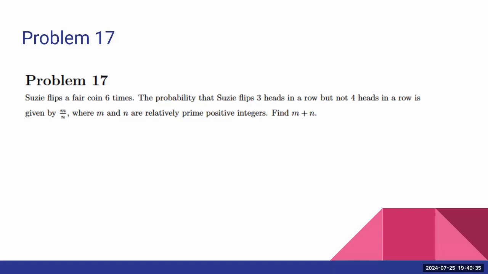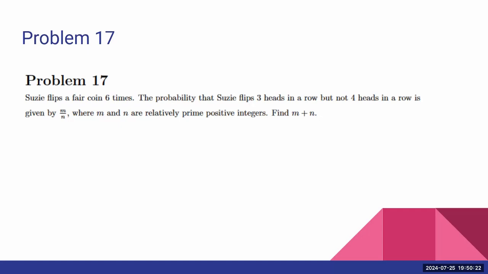So you're saying you want to find the number of ways to get 3 in a row and then the number of ways to get 4 in a row? Are you saying we're going to find the number of ways to get at least 3 in a row, or the number of ways to get exactly 3 in a row? So what exactly do you mean? Okay, exactly 3 in a row.